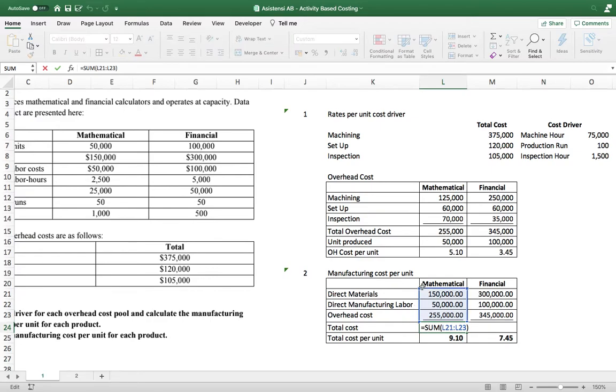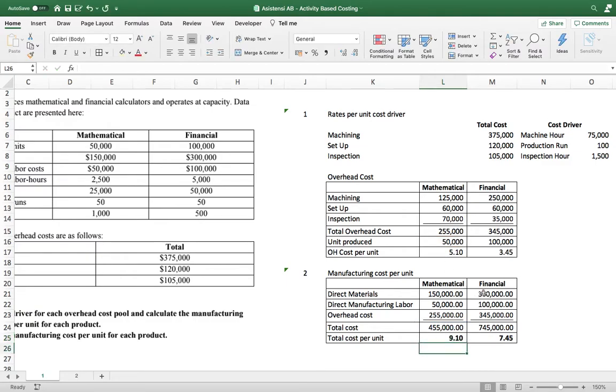And we sum up all of the components, we arrive at a total cost of 455,000. We divide by the number of units to arrive at the total cost per unit. So it's 455,000 divided by 50,000 units.